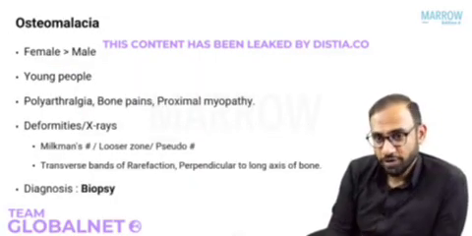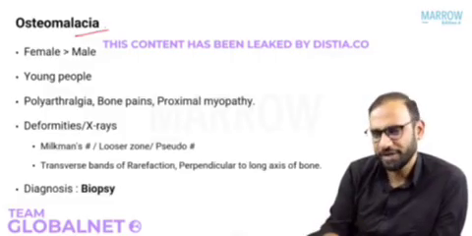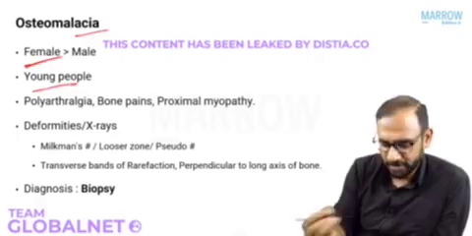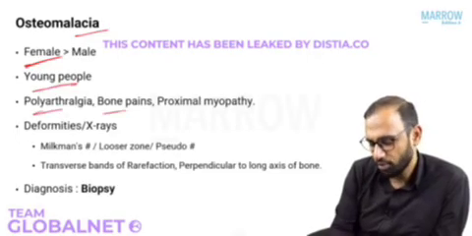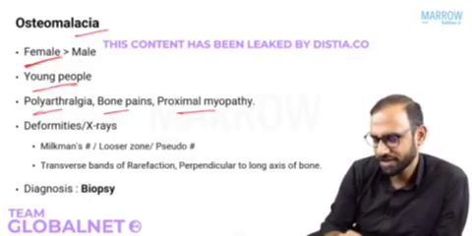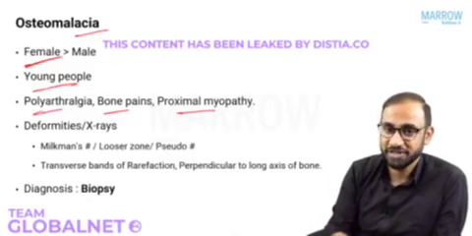Now let's talk about osteomalacia. Now osteomalacia is the same as rickets, only that it occurs in the population after skeletal maturity, mostly seen in females, in young people. They also present with polyarthralgia, bone pains, and proximal myopathy. And all of this is because of calcium deficiency in the body. None of that is important for us. The bony manifestations, these are the things that are important for us.